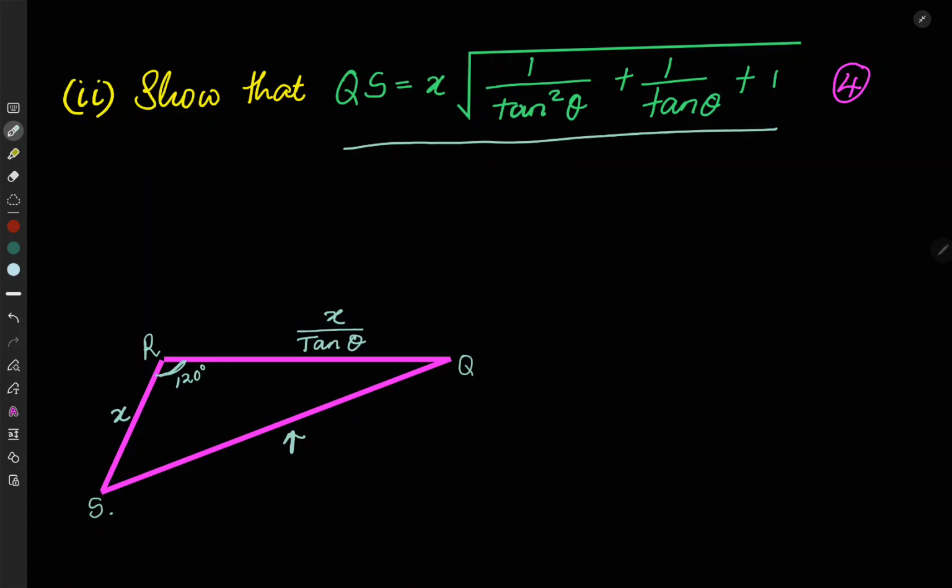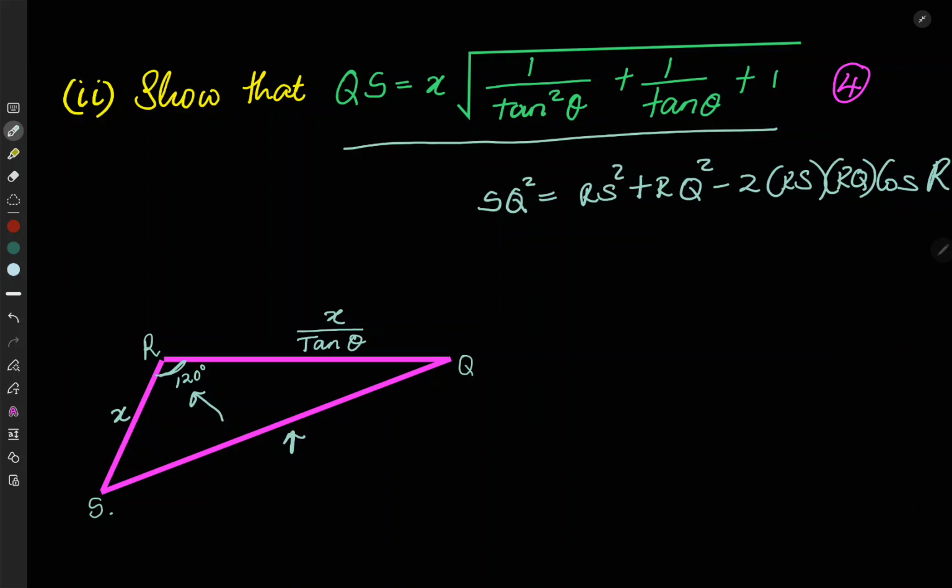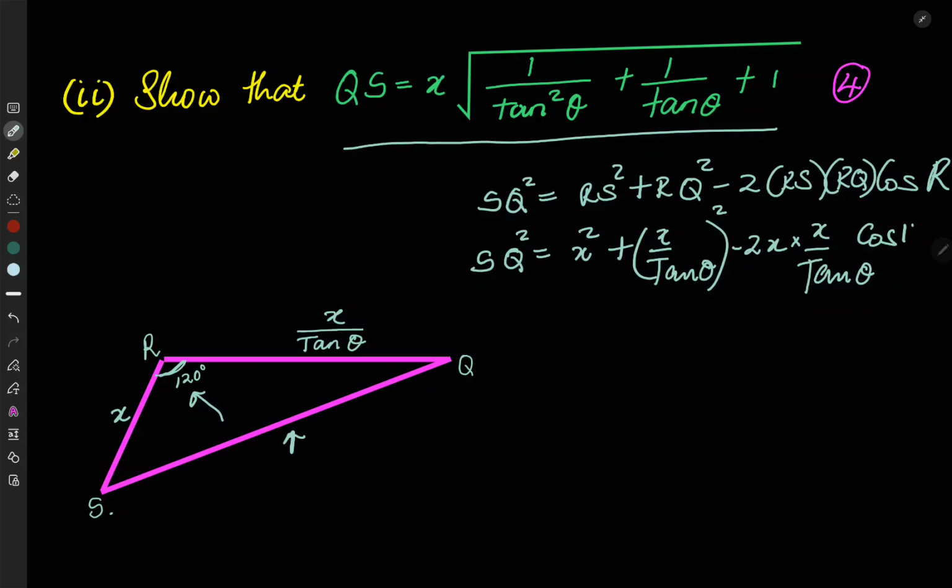So we're going to use the cosine rule, and we can say now SQ squared is equal to RS squared plus RQ squared minus 2 times RS, then bracket RQ, then times by cos of, so the opposite angle here will be cos of R. Now, we know what RS is, so SQ squared will be equal to RS is x squared, then RQ plus x over tan theta, which we determined in the previous question, but you square that, then minus 2 times x also times by x over tan theta, then cos of 120.